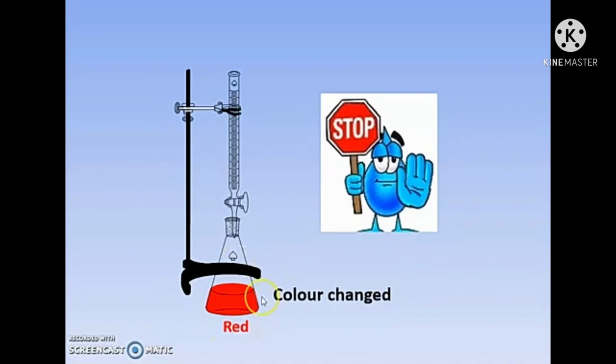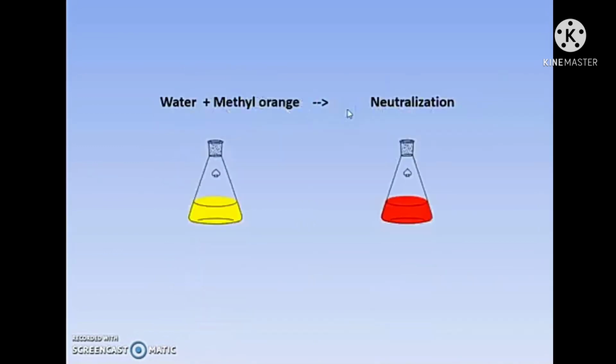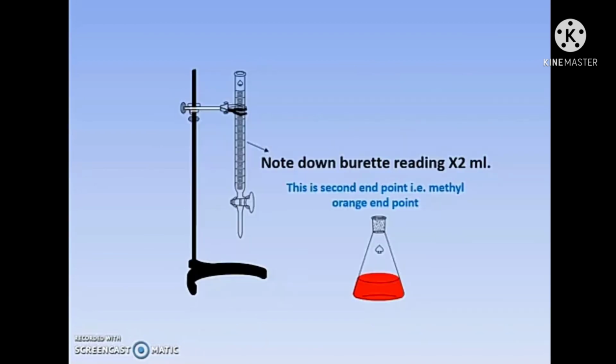Then again the color changed, so you have to stop the titration because the yellow color disappeared and it becomes red. So what reaction takes place? Water plus methyl orange indicator, neutralization takes place and the color becomes yellow to red. So whatever that red color solution is obtained in that conical flask, we have to note down the burette reading as x2 ml. This is second endpoint, that is methyl orange endpoint.